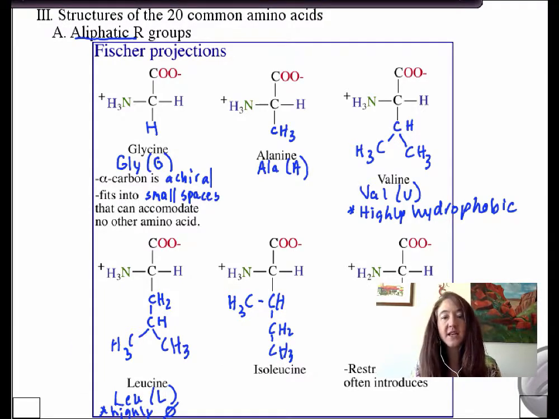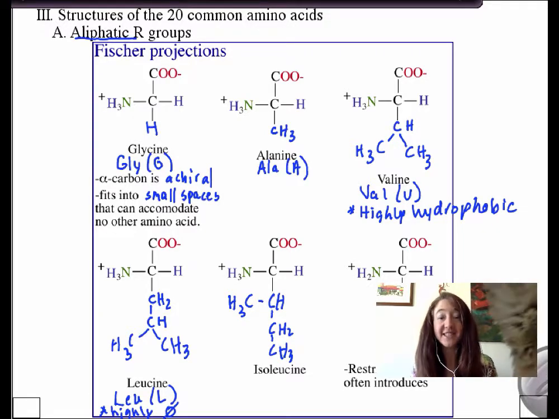Now, isoleucine is clearly also highly hydrophobic, but it's a super fascinating amino acid, the first one that we've met that actually has two, not just one, but two chiral carbon centers. So notice this, I'm going to put a star by both of the chiral carbon centers. Of course, the alpha carbon, but so too the beta carbon. Both of them are chiral.